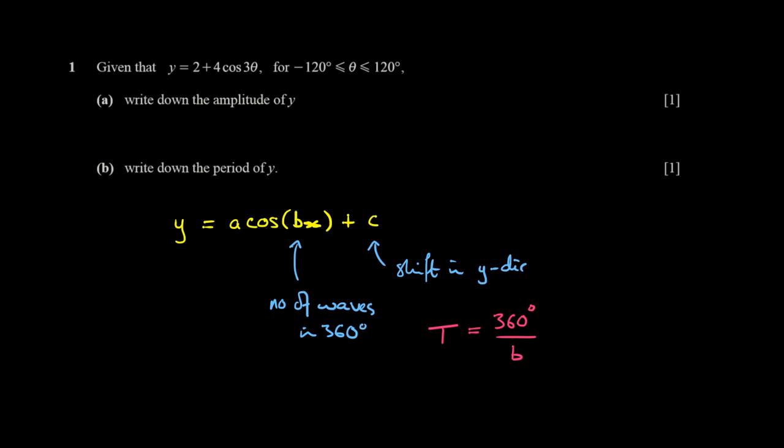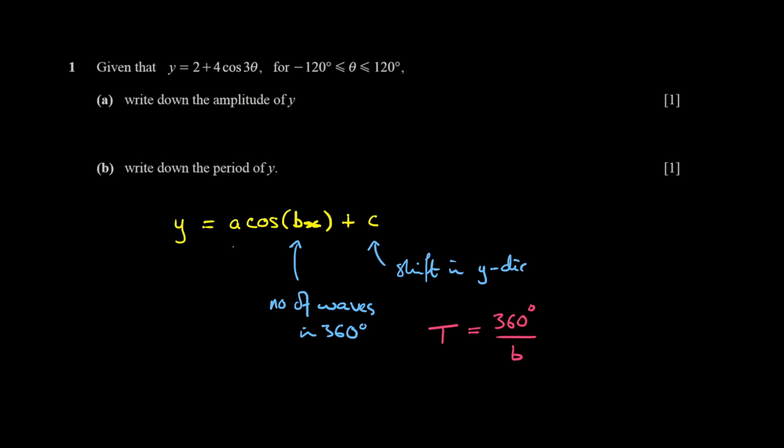Okay, so what I want you to do is really to try to understand that, right? And please don't remember it as being the period. I think it's extremely unhelpful because it isn't the period. What it basically tells you is the number of waves in this particular amount of space, in 360 degrees or 2 pi radians.